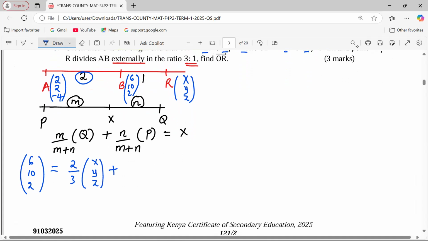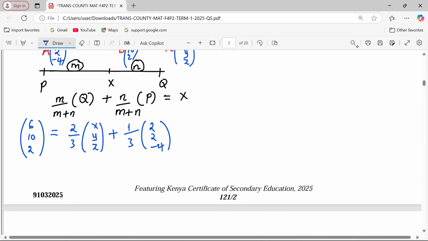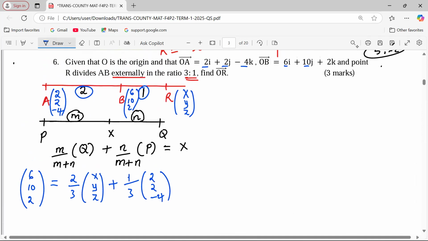We're supposed to add, we take 1 here, the ratio on this other side over total proportions, and we divide by the opposite vector, which is A, 2, 2, negative 4. So now we can get the values of X, Y, and Z. We need to use the X components. 6 equals 2/3 X plus 2/3. Yeah, 2/3, because 1/3 times 2 becomes 2/3.